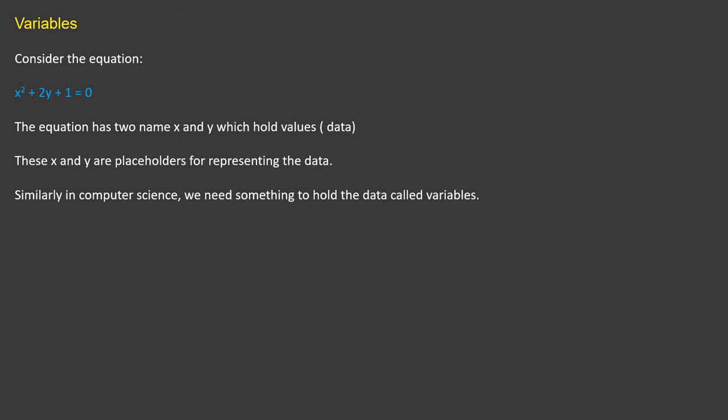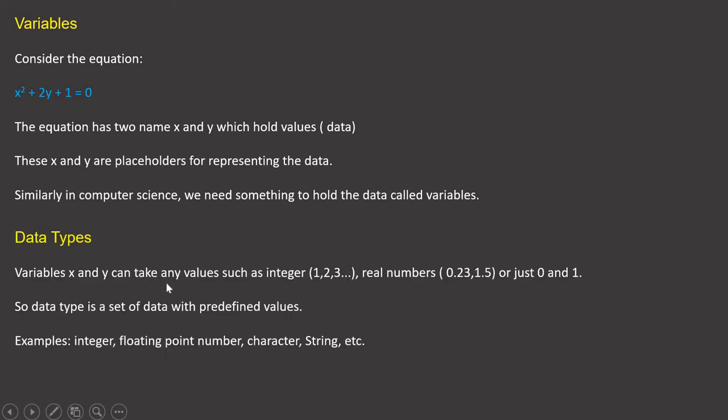So in computer science, if we want to hold some data, we are going to use the variables. Okay, so second thing is, what are the data types? Data types are, as we said, there are two names, or you can say the placeholders x and y, which now we call variables. So these variables are going to hold some values. So what kind of values? These are going to depend on the data types.